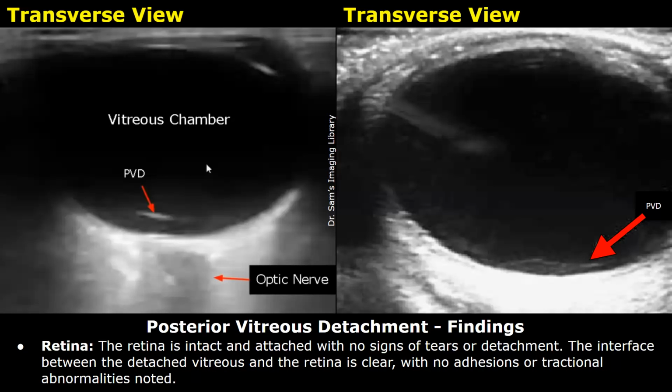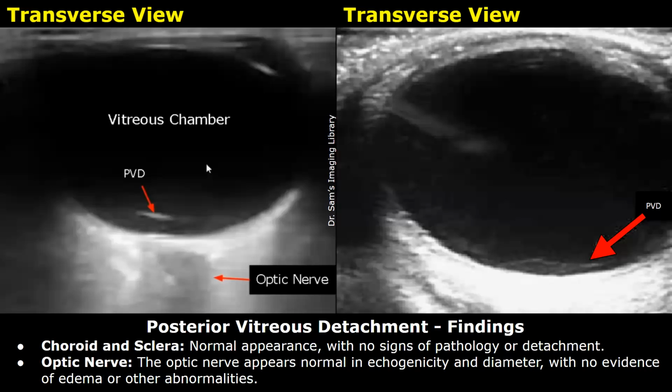Retina. The retina is intact and attached with no signs of tears or detachment. The interface between the detached vitreous and the retina is clear, with no adhesions or tractional abnormalities noted. Choroid and sclera are normal. The optic nerve appears normal in echogenicity and diameter, with no evidence of edema or other abnormalities.